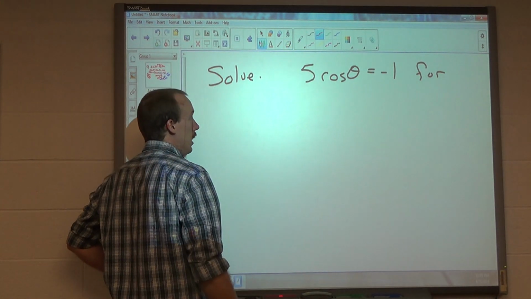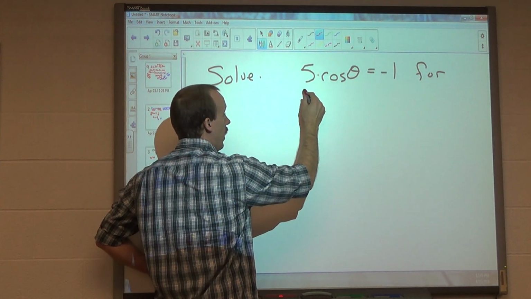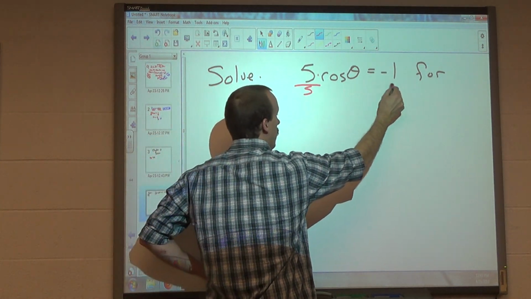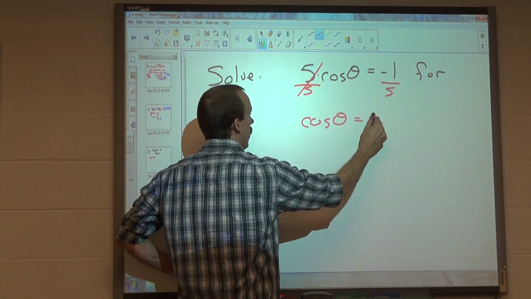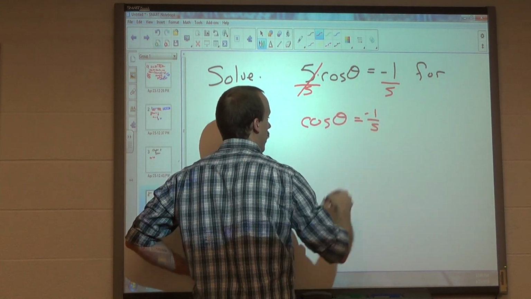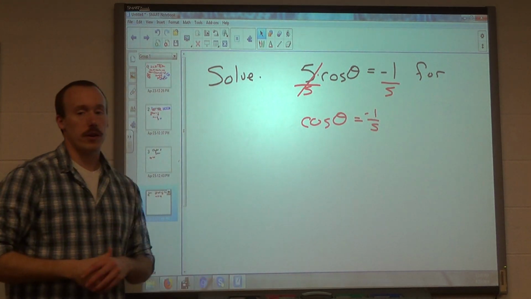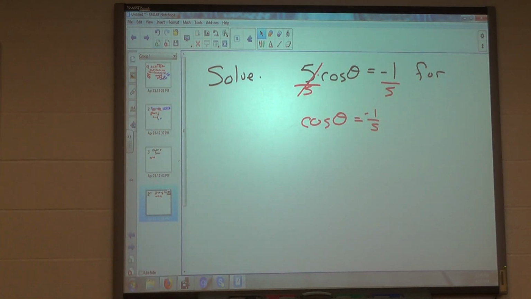What's farthest away? 5. How do you get rid of that 5? You divide by 5, what you do to one side, you do to the other. So now I have cosine of theta equals -1/5. I would first go to my unit circle. On the test, I think all those are on your unit circle. Is there a spot where -1/5 is a cosine value on the unit circle? And there's not.